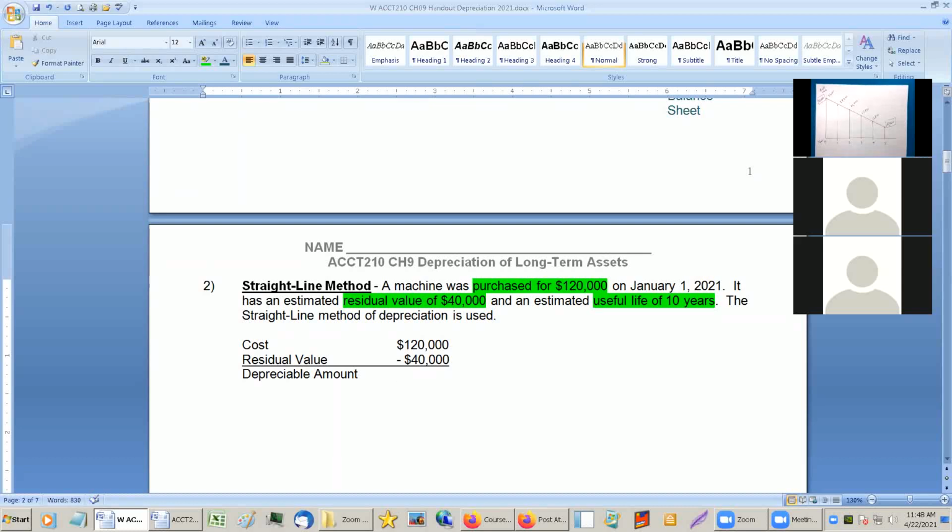$80,000. Okay, so this is the amount that we think it is going to go down in value. It's going to go down in value from 120 down to 40.